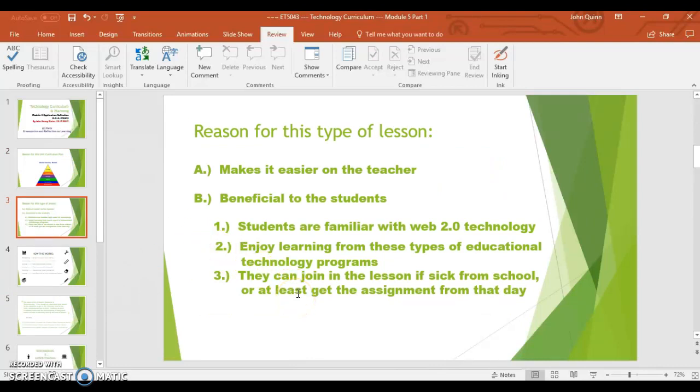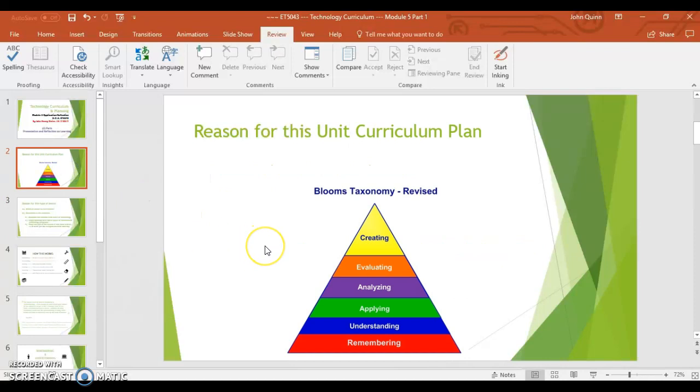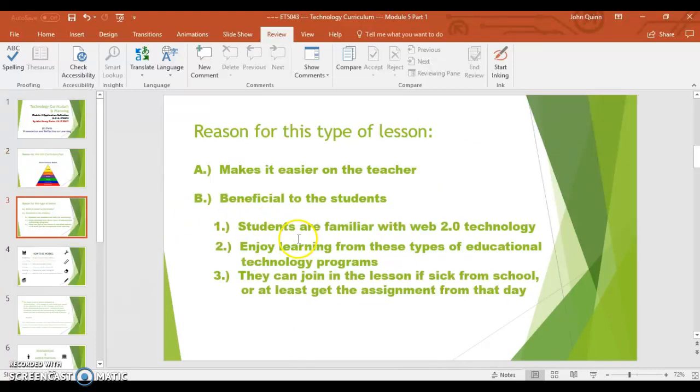I basically told the teacher they could show the students the revised Bloom's Taxonomy, and why they're doing this for the student, and also the reasons. It makes it easier on the teacher. Making it a student-centered learning activity, the students are going to be doing the work, and they're not going to be asking the teacher for help. At least they're not supposed to.